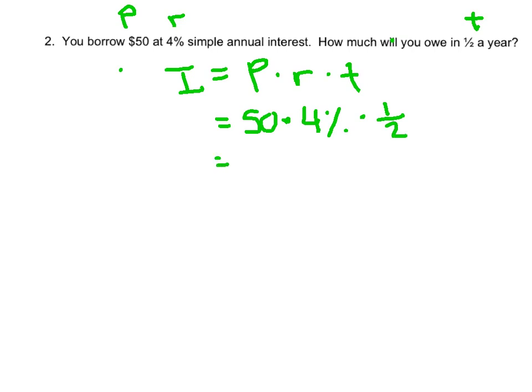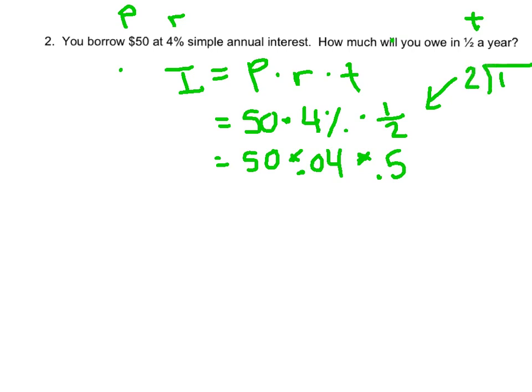Very first thing you do is you change your percent to a decimal. So we're going to have 50 times 0.04 because our decimal moves 2 places to the left. Now here, you have a choice. You can either leave 1/2 as a fraction, or you can change 1/2 to a decimal. Since I know a lot of you like to work with decimals more than fractions, I'll just change 1/2 to a decimal, and I got 0.5. And if you forgot how to change a fraction to a decimal, all you have to do is divide your numerator by your denominator. Top goes in, bottom goes out.